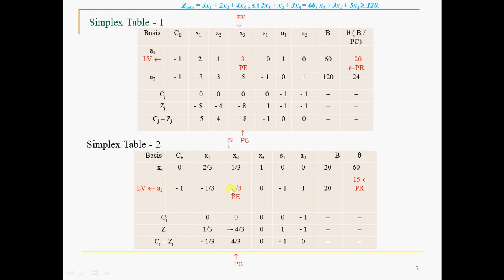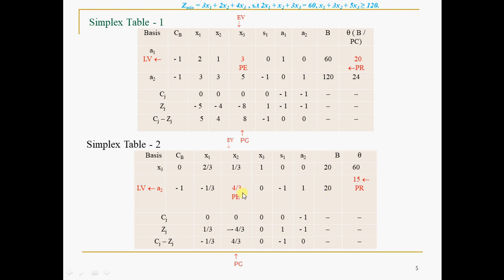And how to make this 1? You have to divide this by 4 by 3 itself, the same element, or you can say multiply this by 3 by 4. Hence this will become 1. Not only this element, the entire row. Row means from here to here, that is the equation portion up to B. B is nothing but RHS. Right from x1 to this one, you have to do the same thing.